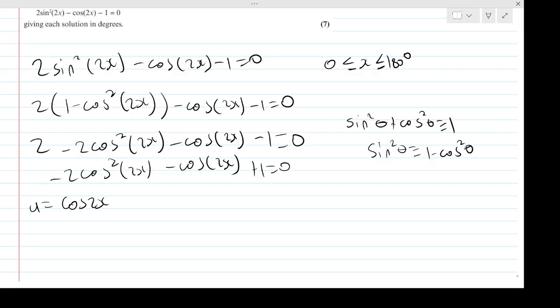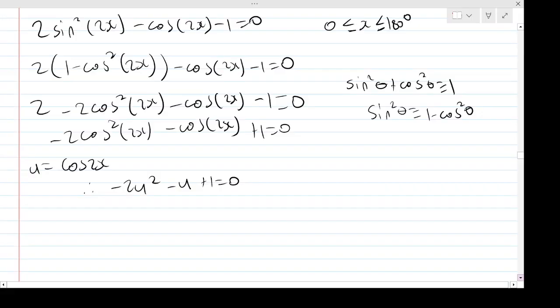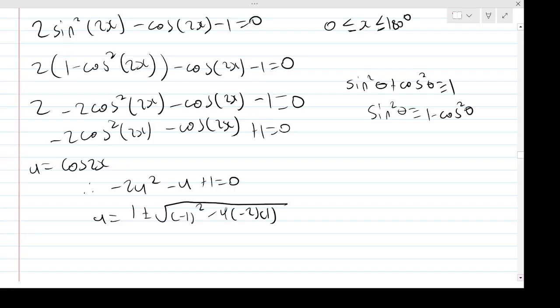If I do that, then I'm going to get, well, cos squared of 2x would be u squared, so that'd be minus 2u squared minus u plus 1 equals 0. Then I can solve that, right? So then I'm going to get u is 1 plus or minus the square root of minus 1 squared minus 4 lots of minus 2 lots of 1, over 2 lots of minus 2.